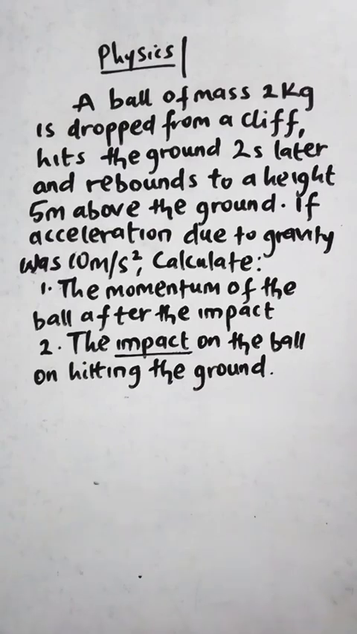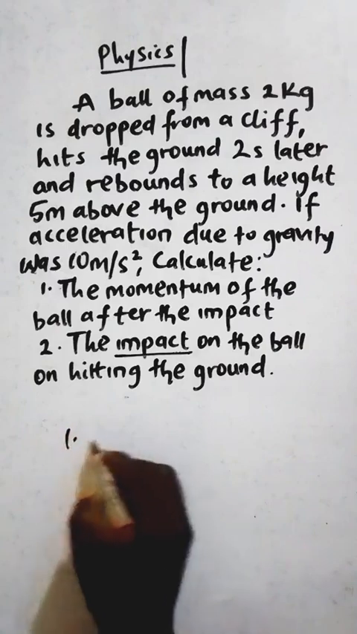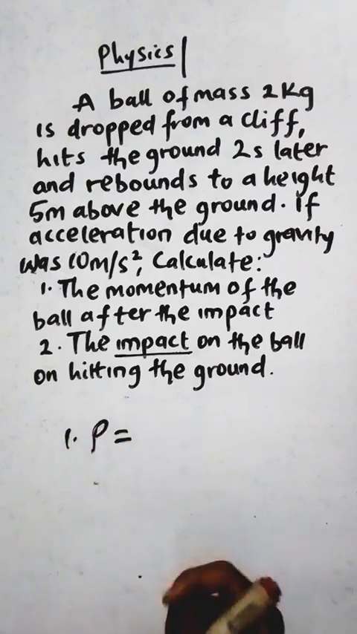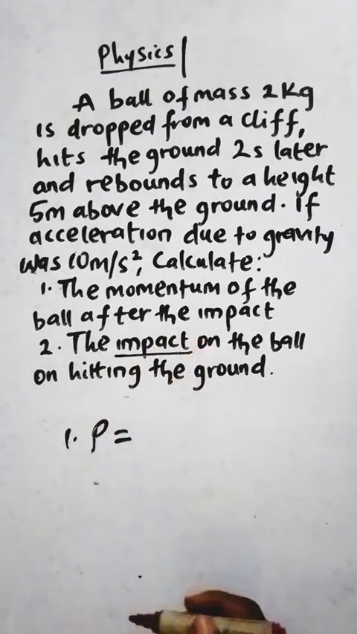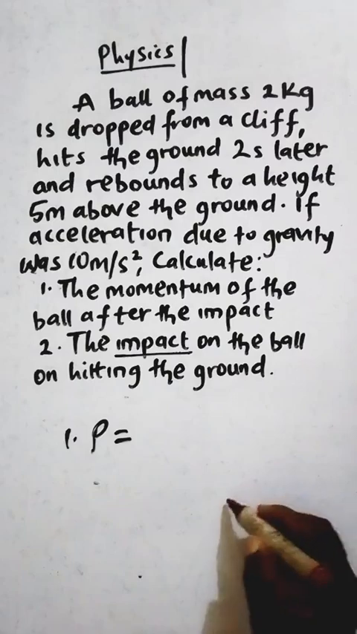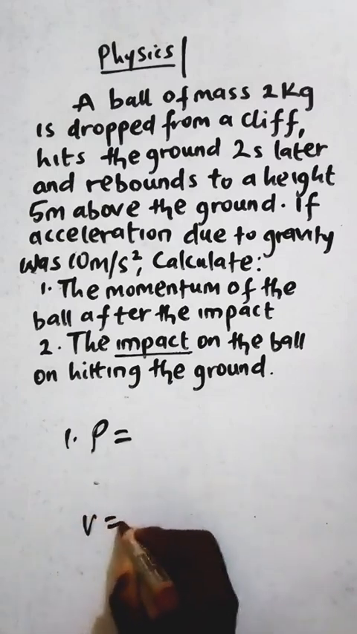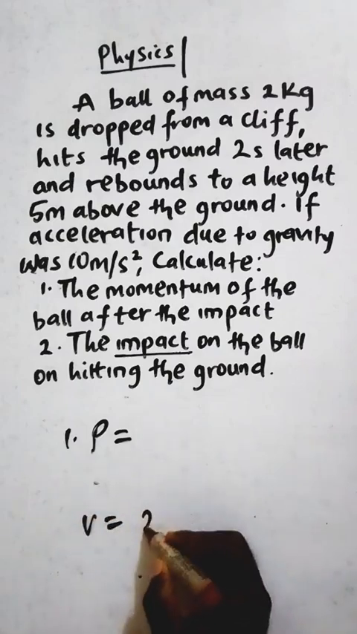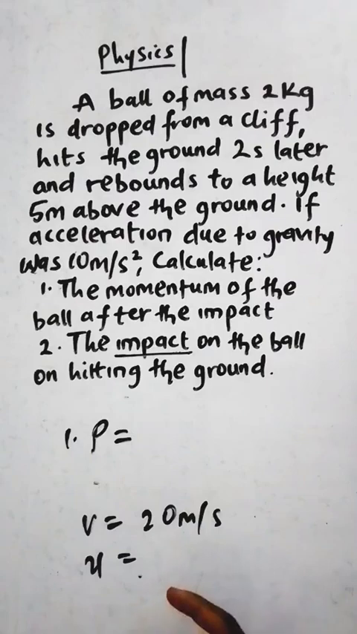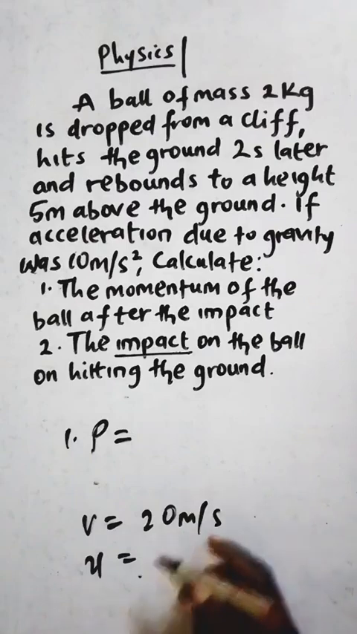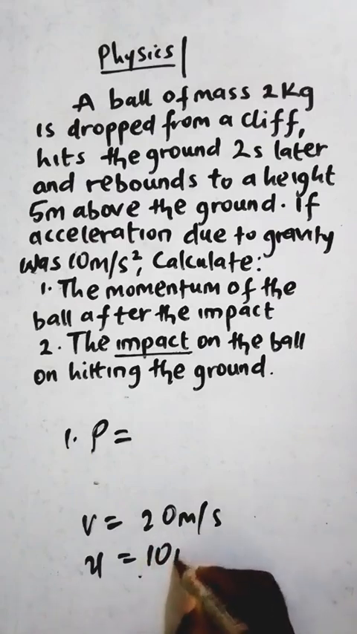Now, let's look at the question. First, it said the momentum after the impact. Remember, we got two velocities. We got the final velocity during the first motion, which was 20 meters per second. Then the initial velocity that the ball rose with in the second motion, which was 10 meters per second.